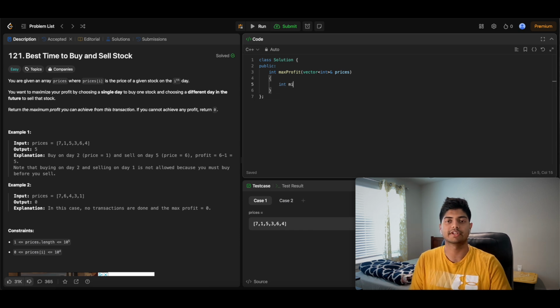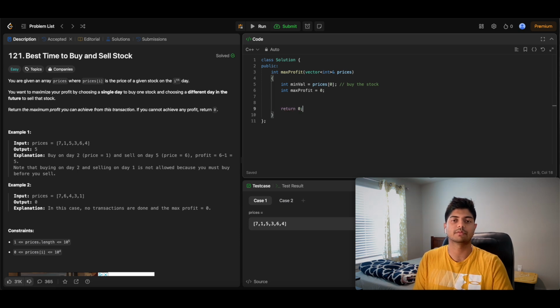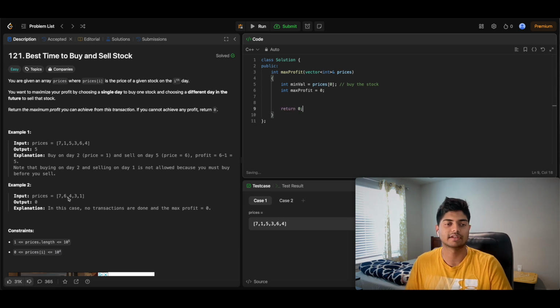So first things first, you want to initialize the min value, which is essentially the 0th index price. And this is the day that we're saying we're going to first buy the stock at, right? That's what we're assuming. And then we're going to have the max profit, which is essentially going to be 0, because remember, anything negative is going to be returned as a 0. So that's why the max profit is 0, and it's not something like int min, right? Because we don't want negative profits in this answer, at least.